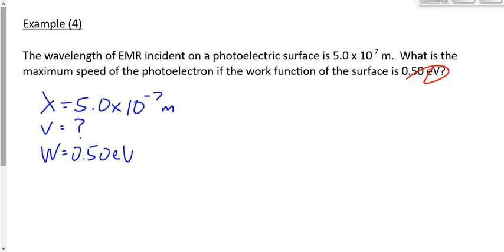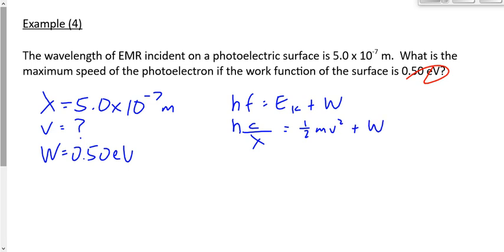Listen, if you're not sure which equation to use, try that last one, because it's so versatile. We can do so many substitutions into that. Like, for instance, hf becomes hc over lambda. Like, for instance, EK becomes 1/2 mv squared. And we got everything we need. Solve for v here.